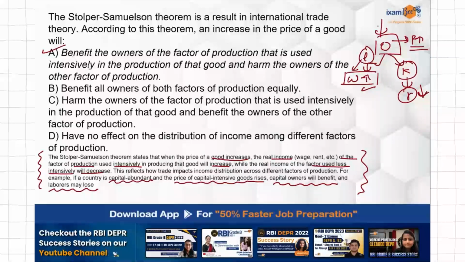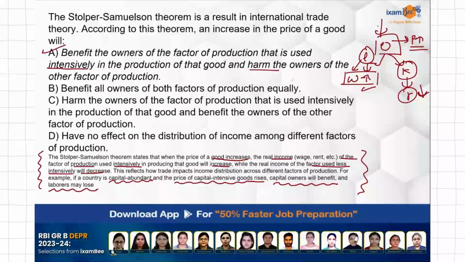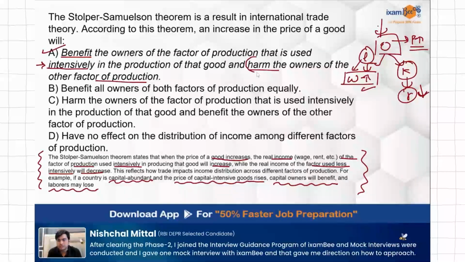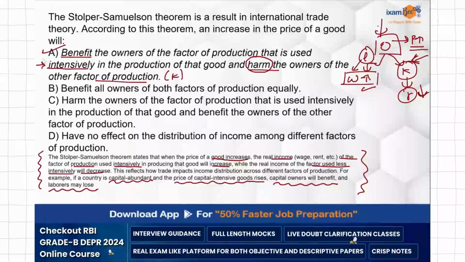So the correct option is option A: benefit of the owners of factors of production that is used intensively in the production of the good and harm to owners of the other factors of production. So the benefit is going to the factors of production that we are using intensively, and harm because their price is going down. So in my example, the price of capital, which is rent, is going down. Therefore, there is a harm for the owners of other factors of production, which is capital in this case, and which is labor, as per this example.